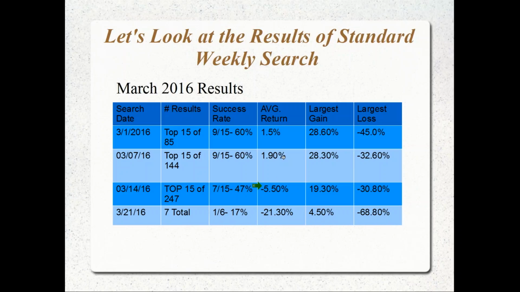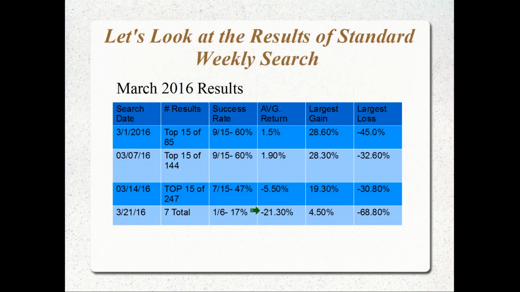And what does this mean? Well, if I took the same amount of money, let's say $10,000, to open these 15 trades, the average return we see is a 1.5% gain in week 1, a 1.9% gain in week 2, and in week 3 a loss of 5.5%. Okay, so we're behind, and then the 4th week we get slaughtered. Only 17%, 1 out of 6 were successful.